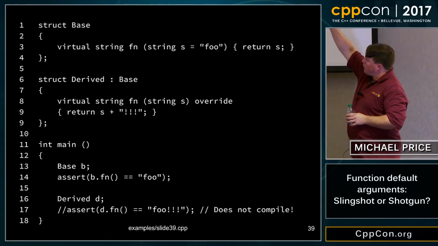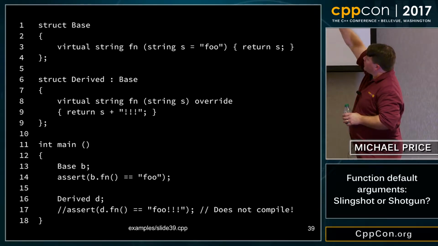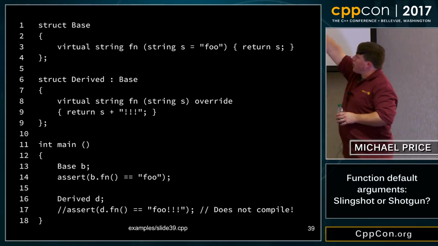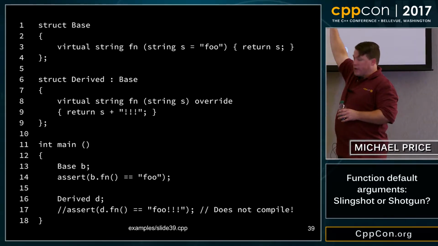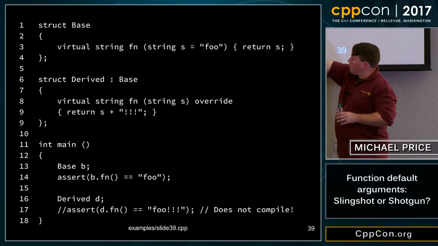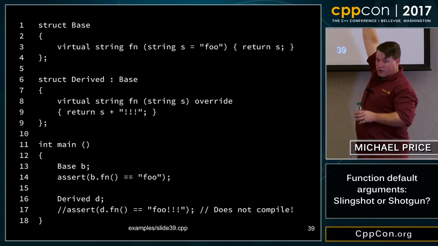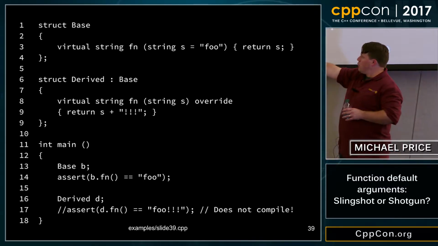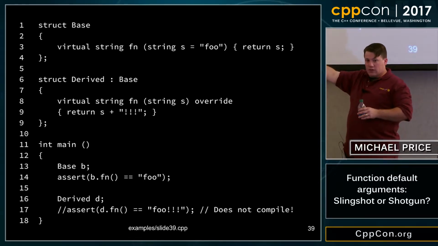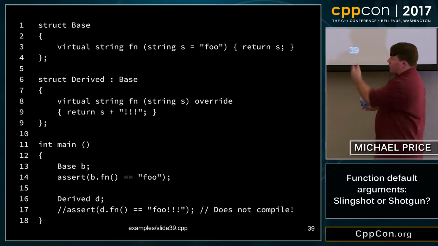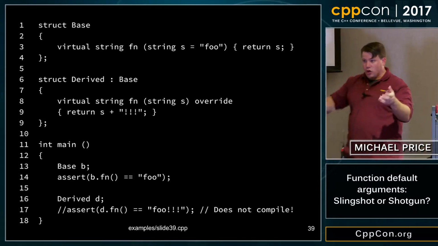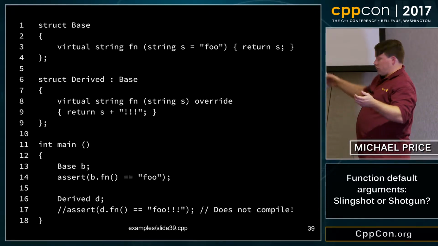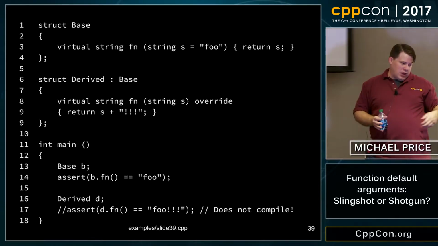So now my function here is virtual, and I'm going to override it. String s equals foo, but my override doesn't provide a default argument. So now when I call the function from a base type, I get what I expect, foo, you returned s. But if I try to call it with no arguments from my derived, I get what we had seen before: Derived's fn can't be called with no parameters. So that doesn't compile.